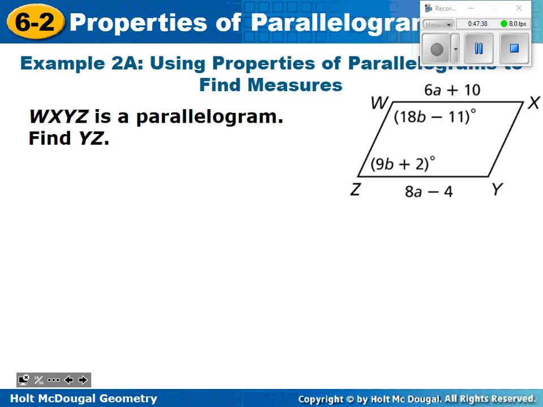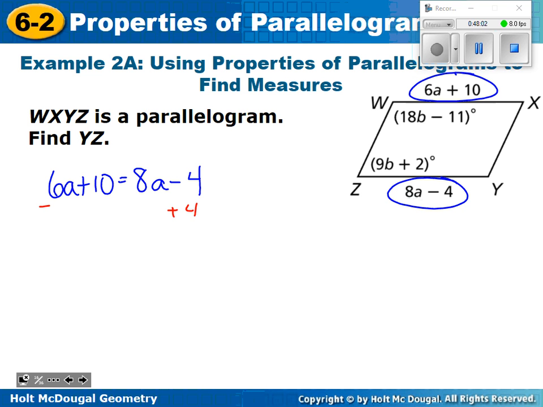We know this is a parallelogram. We want to find YZ. What can we do here? What property could we use? YZ. Opposite sides are congruent. YZ and WX should be the same, so we can just set those equal. 6a plus 10 equals 8a minus 4. Solve for a.